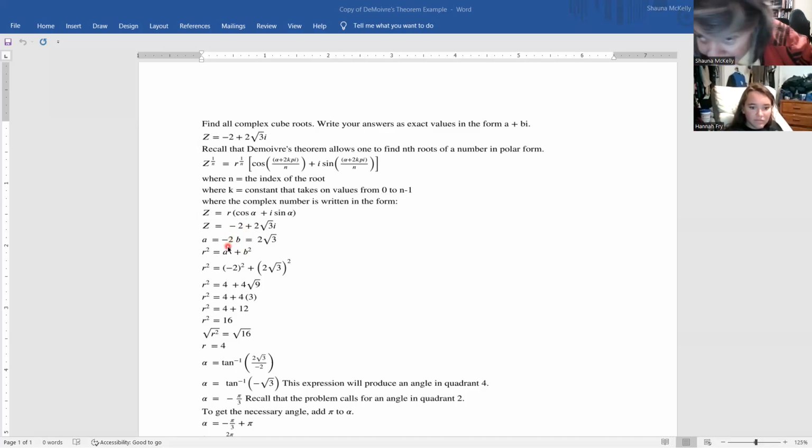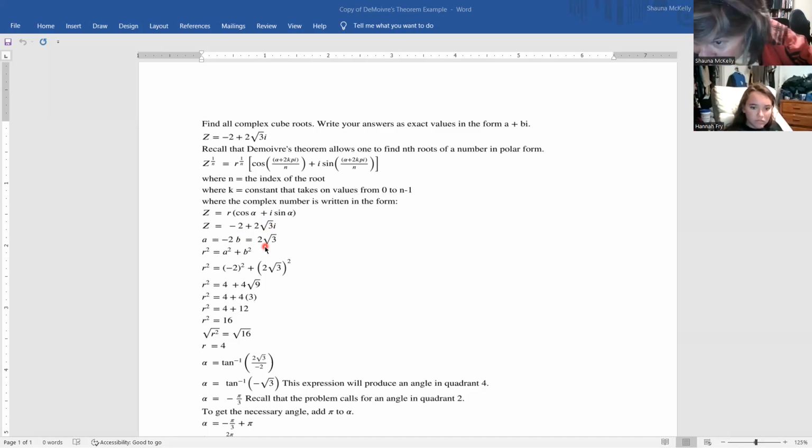A is -2. A can be negative, it's still real. This is still a real number, right? B is the coefficient of I. Okay. You know that from A plus BI form. Are you okay here? Yes. Okay, now, next thing.